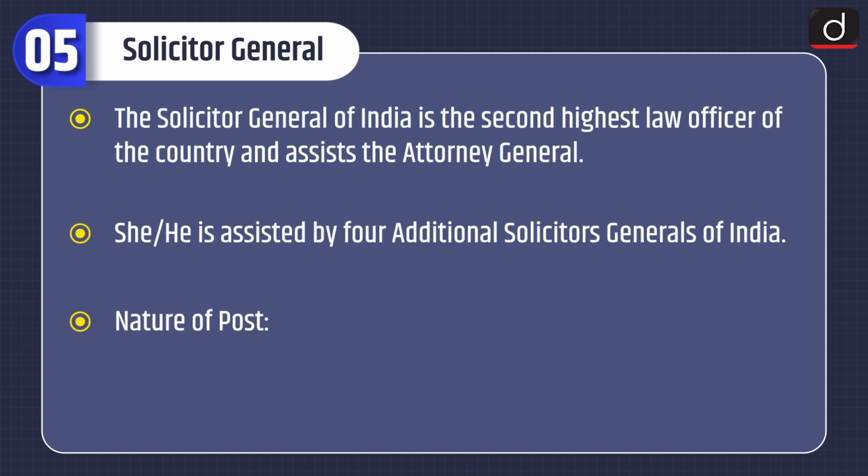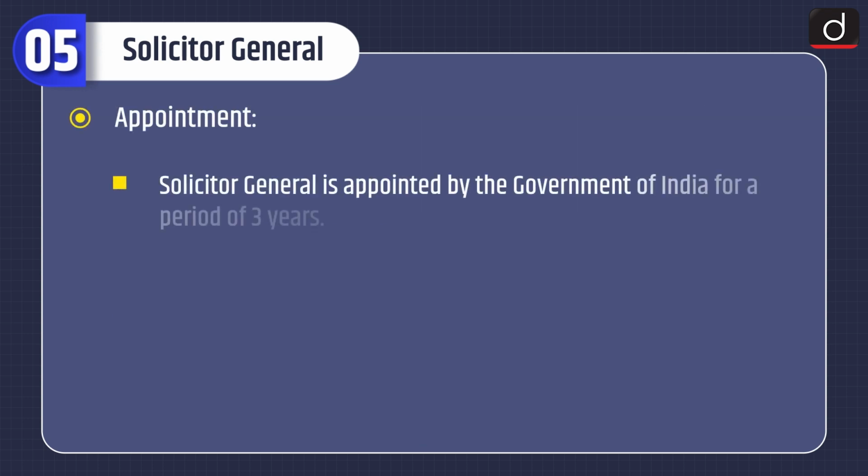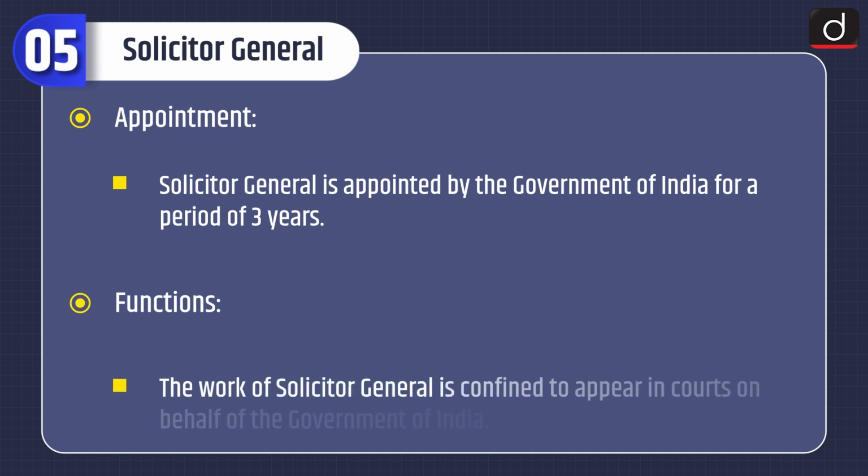The Solicitor General of India is the second highest law officer of the country and assists the Attorney General. She or he is assisted by 4 additional Solicitors General of India. Nature of post. The post of the Solicitor General and the additional Solicitors General are statutory in nature. Appointment. Solicitor General is appointed by the Government of India for a period of 3 years, and functions. The work of Solicitor General is confined to appear in courts on behalf of the Government of India.